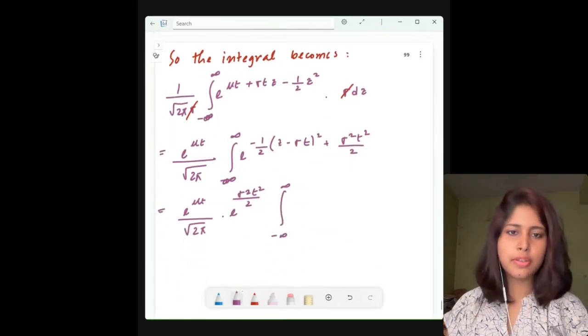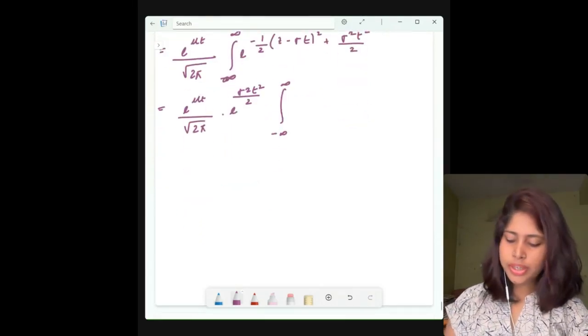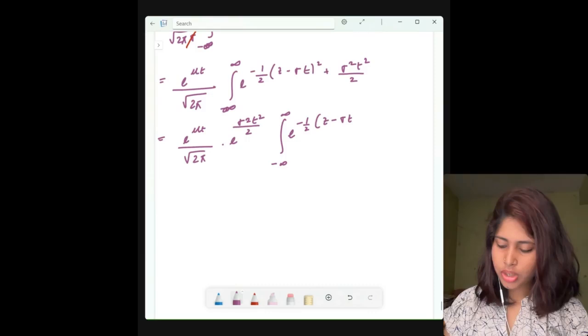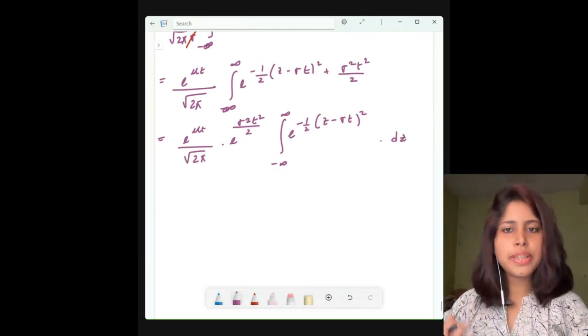The range is minus infinity to infinity, right? Okay, so minus infinity to infinity. Here we are left with this part, that is e to the power minus half of (z minus sigma t) whole squared dz, right? So this is what we are left with. Now what should be the next step?